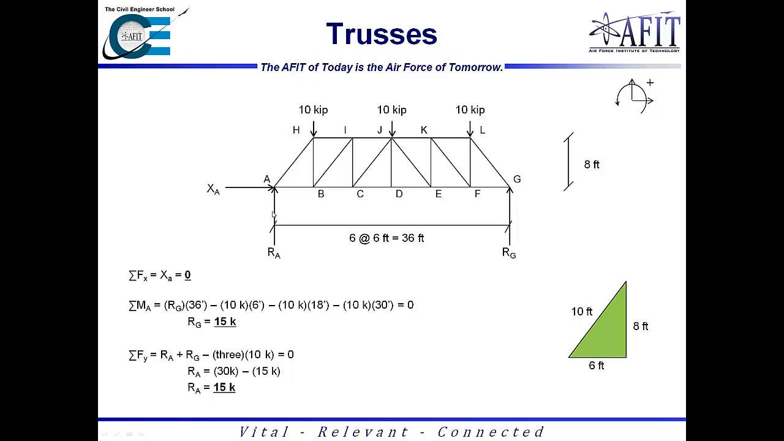and R sub A is 15 kips. The reason why they're equal is because we have symmetrical loading about the cross section. If for whatever reason I wound up with R sub A is 20 and R sub G is 10, I would know something was wrong. I messed up the analysis, maybe put a sign in the wrong place or something. So every time we do analysis, we need to make sure we're doing sanity checks on our work to make sure that it kind of jives with what we're looking at. If we have symmetrical loading, then the reaction should be the same.